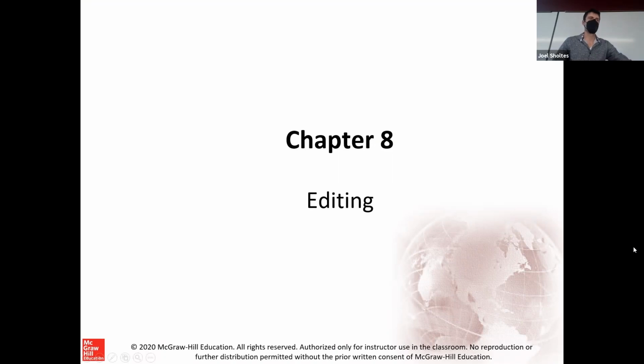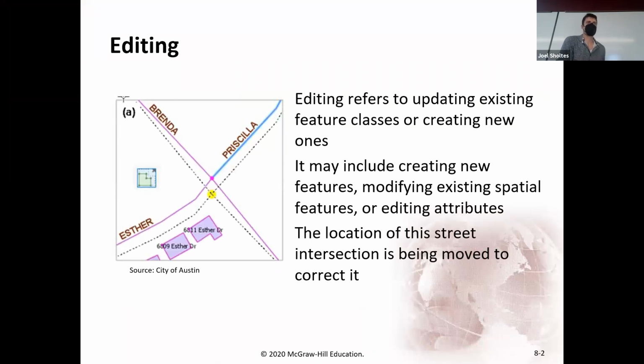So today we're going to give an overview of editing, and then we'll do a walkthrough. This is chapter 8 in your textbook. Editing refers to updating or editing a feature class, i.e. a vector data set, or creating a new one. We can take something existing, and that's what we'll do in the walkthrough today. We'll take an existing vector feature class or shapefile and edit it. We'll move it, update it to more accurately reflect some condition. You can also edit the attributes, right? So editing can be two things.